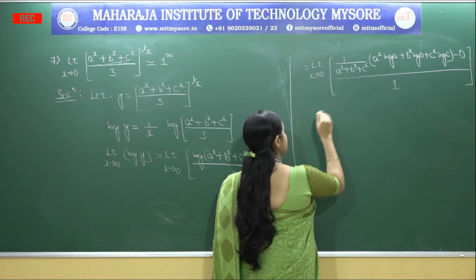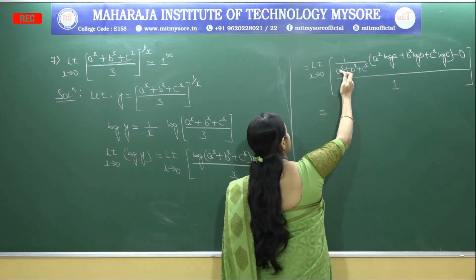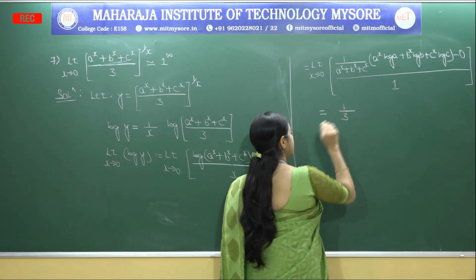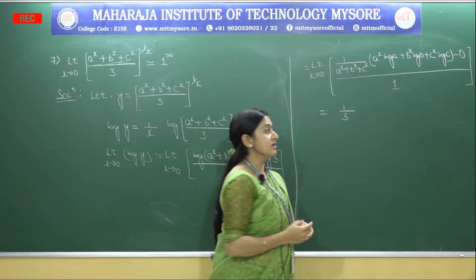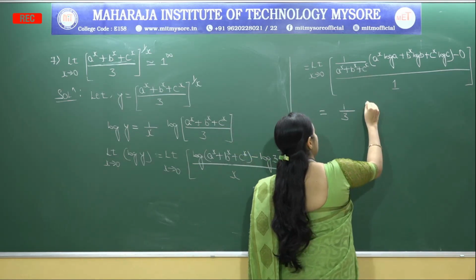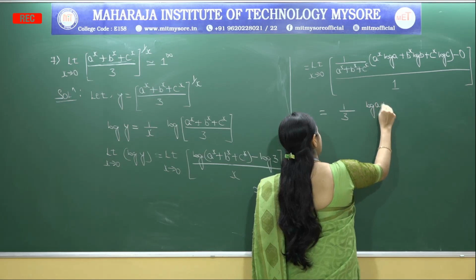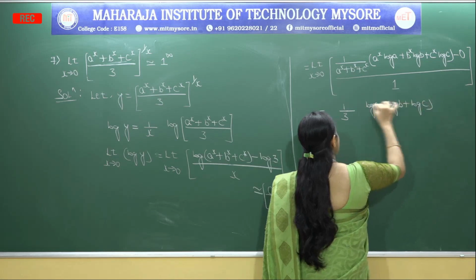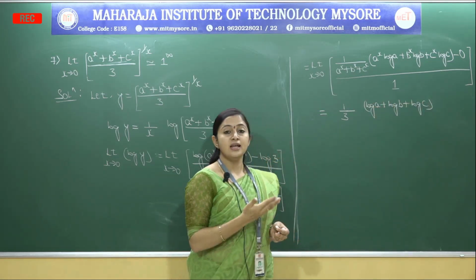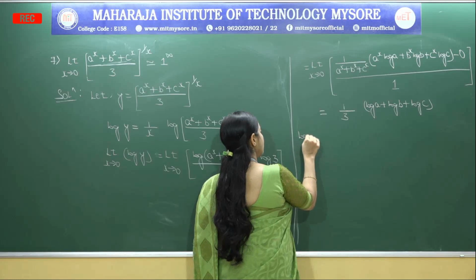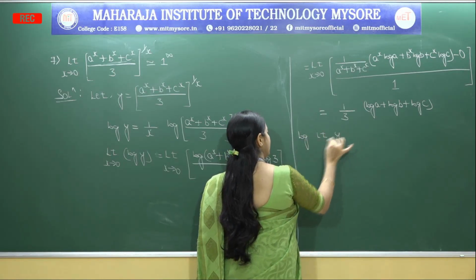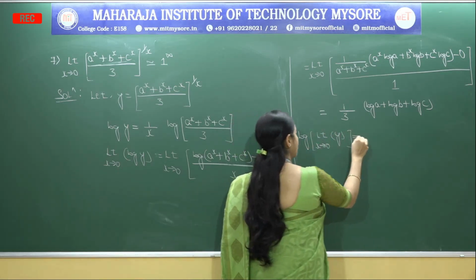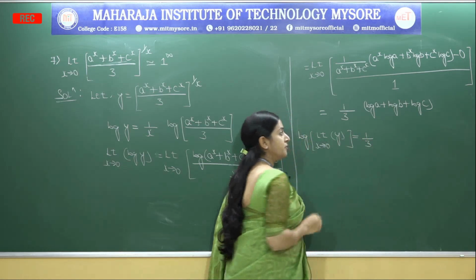So the limit as x tends to 0, the first part is 1 by (a power 0, b power 0 and c power 0), so you will get 1 plus 1 plus 1, which gives 1 by 3. Similarly the second part, a power 0 is 1, keep the log a, b power 0 and c power 0 is 1, you will get log c. In the left part, you interchange the log with the limit, so limit of y as x tends to 0 equals 1 by 3 times.